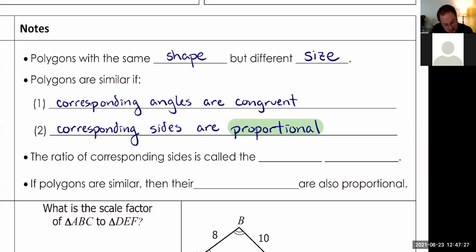All right, so the angles are still congruent. The sides are now, instead of being congruent, they are proportional, meaning a certain amount larger or smaller than the other. Now, to determine that size difference, we use a ratio between the corresponding sides, which is referred to as a scale factor.